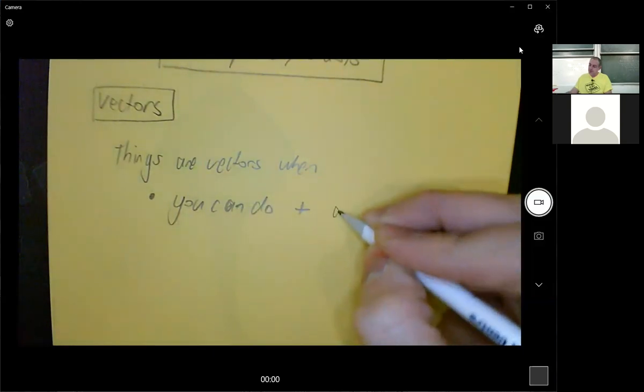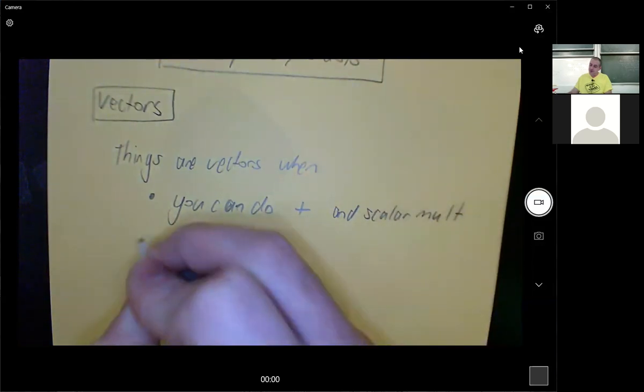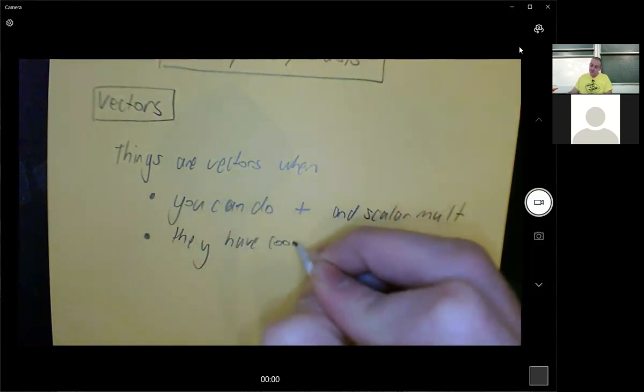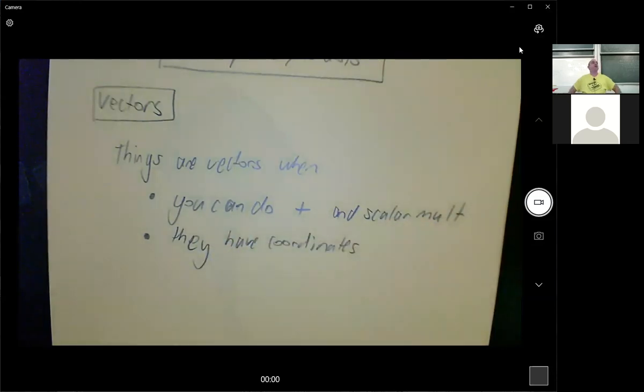Things are vectors when you can do plus and scalar multiplication, or they have coordinates. And that's pretty much it for a mathematician. The philosophy of what a force really is is irrelevant to us as mathematicians. Physicists can think about all of that stuff. So importantly, nothing is a vector all by itself. They're only vectors because all of them together are vectors. They do scalar multiplication and addition, and they have coordinates too.